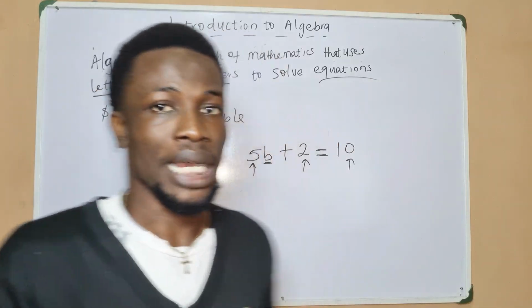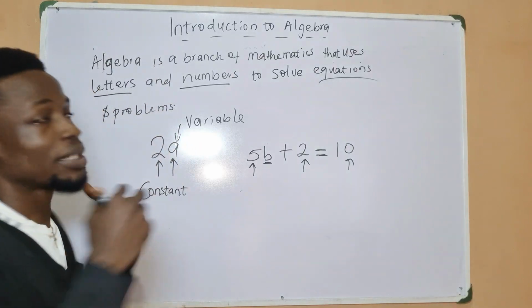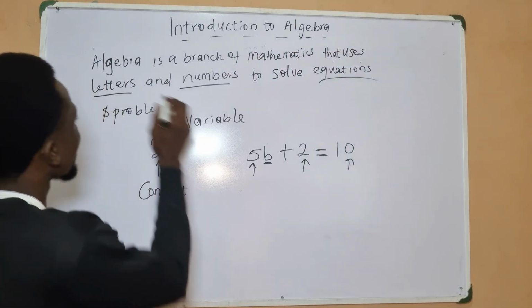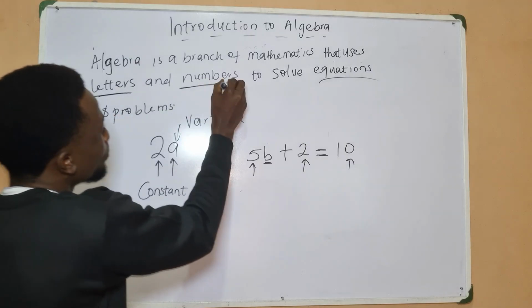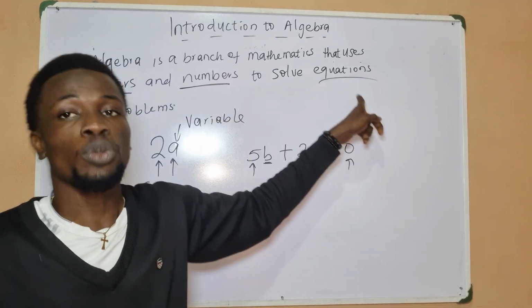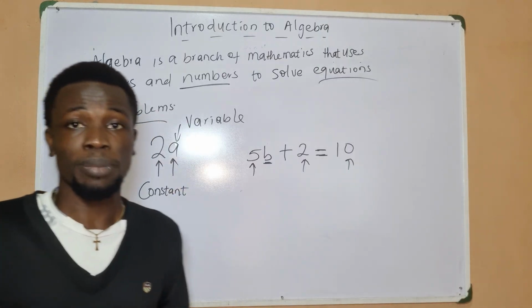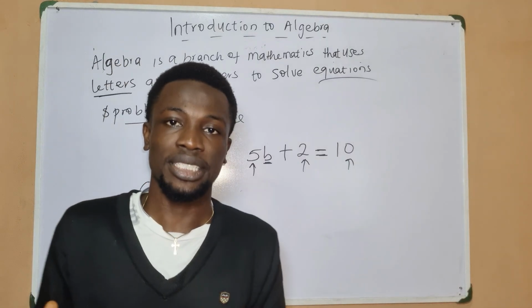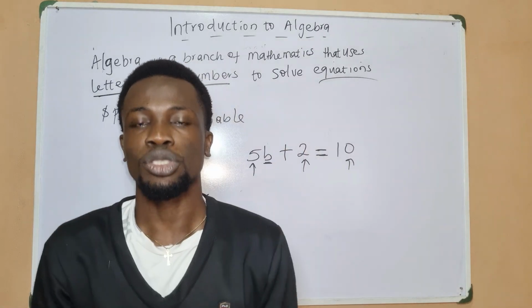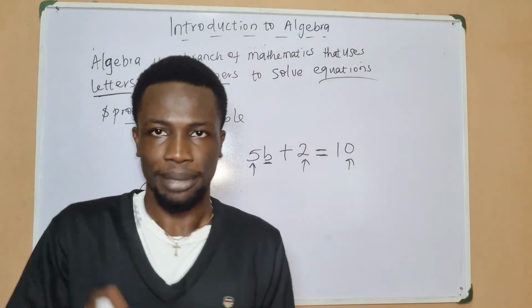By recap, I'm just going to state it again: when we are talking about algebra, we are talking about a combination of letters and numbers to solve equations and problems in general. These problems can be word problems written in the English language. Then you have to form these using algebraic terms.